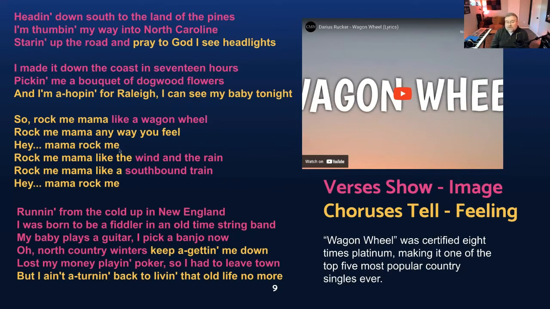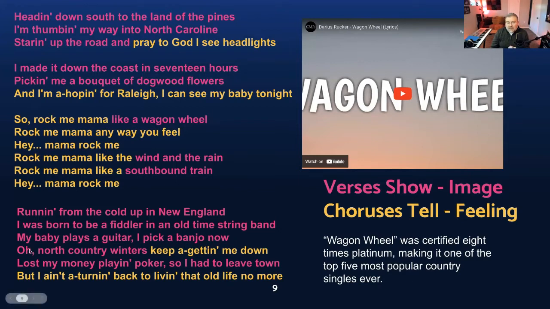In the second verse, it continues with the showing part of it. So running from the cold up in New England, I was born to be a fiddler in an old time string band, which is a consonant rhyme based on how you pronounce those. So you're getting the end sound on the end. So this is AA. My baby plays a guitar. I pick up a banjo now.